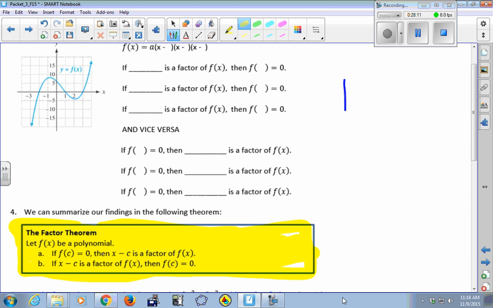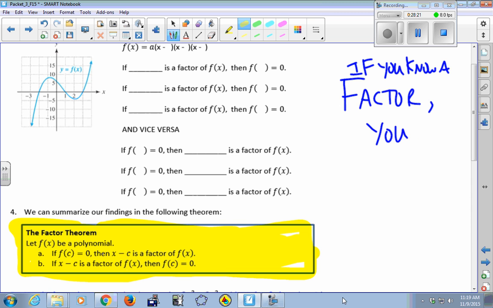The idea that if you know a factor, you know a zero. And of course, what goes along with that is if you know a factor of a polynomial, you know a zero of a polynomial function. So I just shortcut it a little bit. If you know a zero, and then it goes the other way. If you know a zero, you know a factor. And of course, the words zeros and x-intercepts and factors, they all start to meld now and come together.